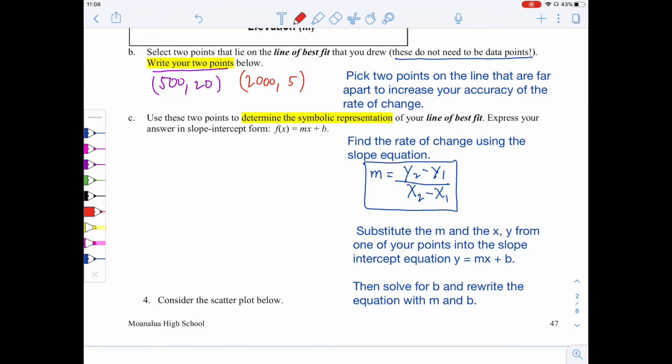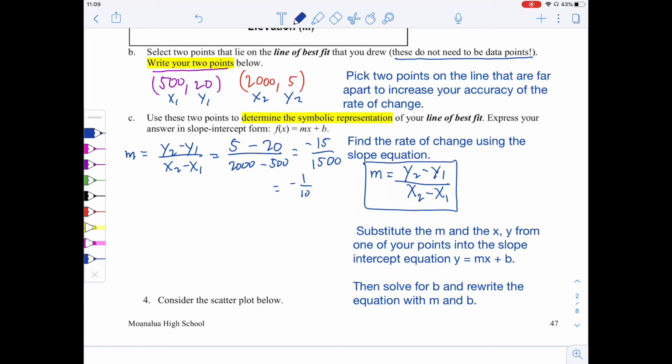Now we have our 2 points, so we can find the rate of change using the slope equation. We have x1, y1, x2, y2, and we use our equation: y2 minus y1 over x2 minus x1. So y2 is 5, subtract y1 which is 20, over x2 which is 2000, minus x1 which is 500. 5 minus 20 is negative 15, and 2000 minus 500 is 1500. You can reduce that to negative 1 over 100, and that's going to be our slope.